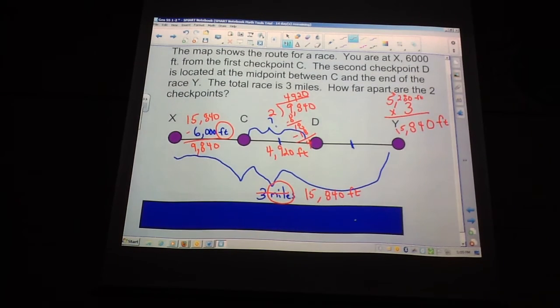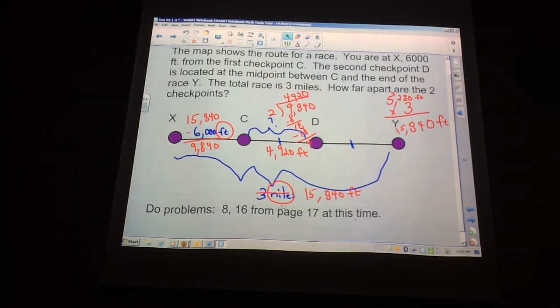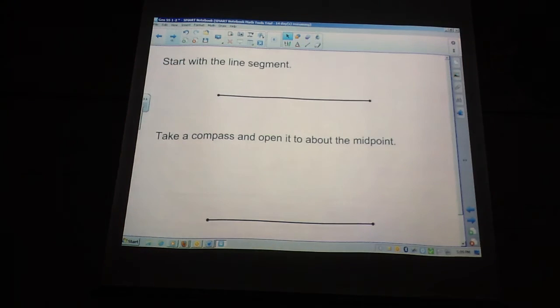So go ahead and do these problems at this time. Looks like 8 and 16 from page 17. And you can pause the video if necessary. I'm going to go ahead and go on to the next part, which is where we're going to create a segment bisector.